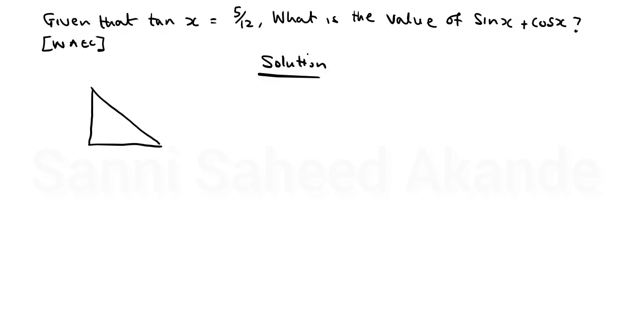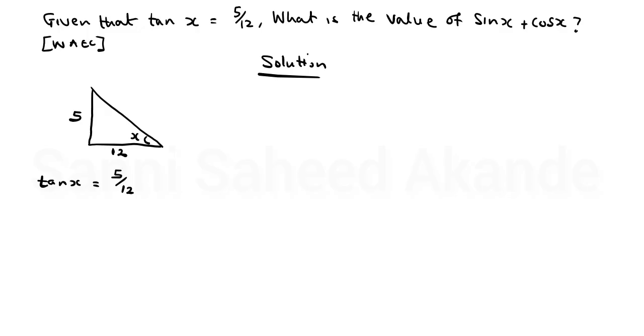Now the tan x I'm given says tan x is equal to 5 over 12. And if my angle x is here, then tan is opposite over adjacent. So where this angle x is facing will be my opposite, which is 5, and this side that the angle is sitting on will be the adjacent, which is 12. So I'm left with this hypotenuse now.